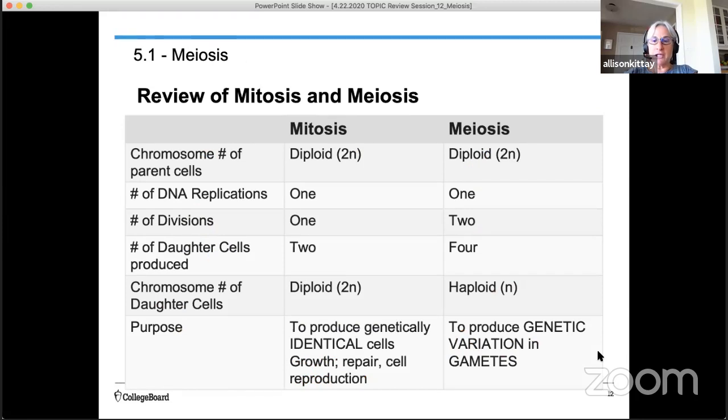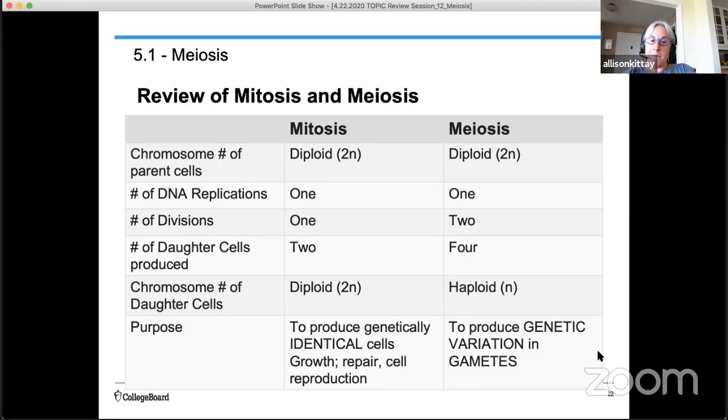Here's a review chart that puts it all in one place. If you want to do a compare and contrast, the parent cells have the same chromosome number in both types of cell division. We begin with diploid cells in mitosis and diploid cells in meiosis. The number of DNA replications is the same. DNA only replicates once, in interphase in the S phase, in both types of cell division. In mitosis, there's a single round of cell division, whereas in meiosis, there are 2 rounds of cell division, meiosis 1 and meiosis 2. In mitosis, 2 daughter cells are produced, whereas in meiosis, there are 4.